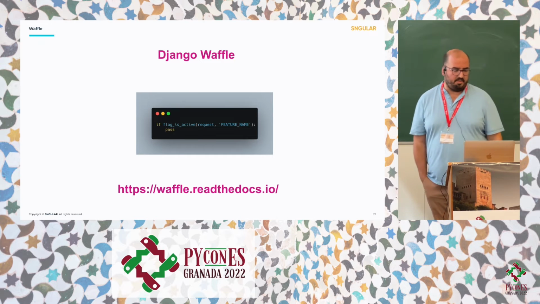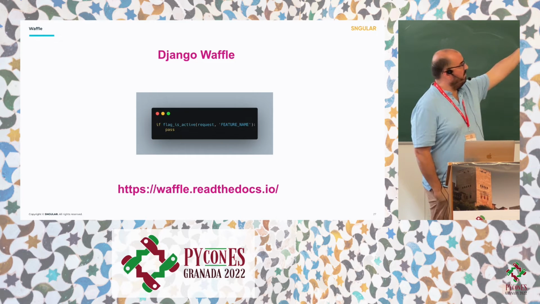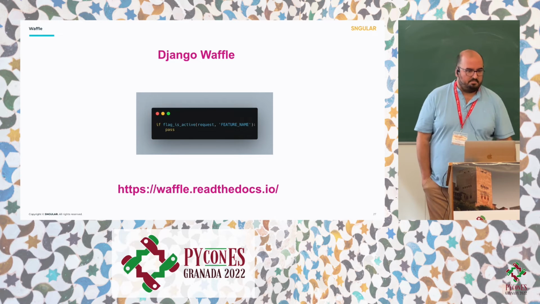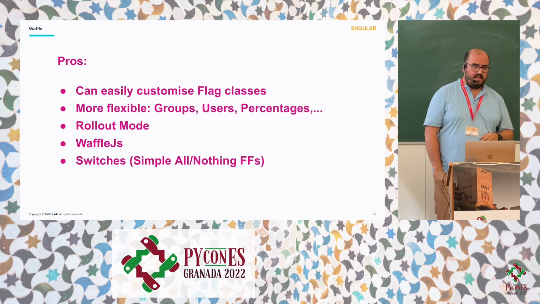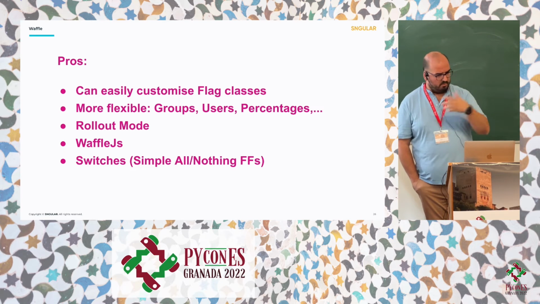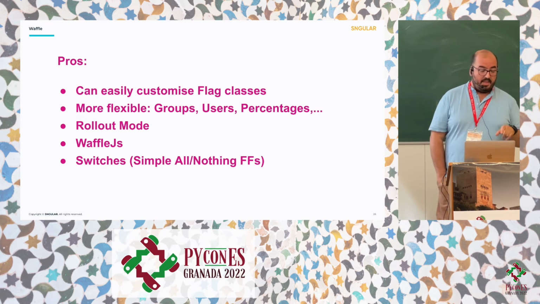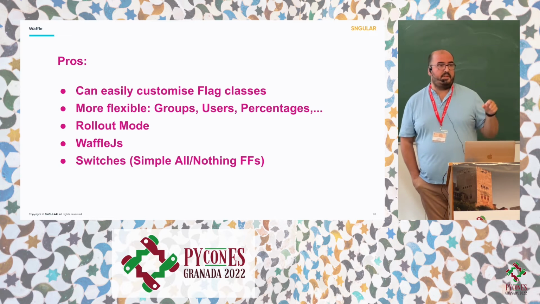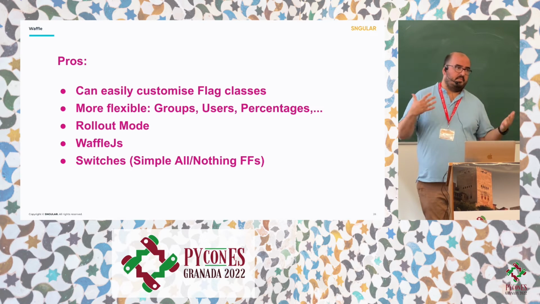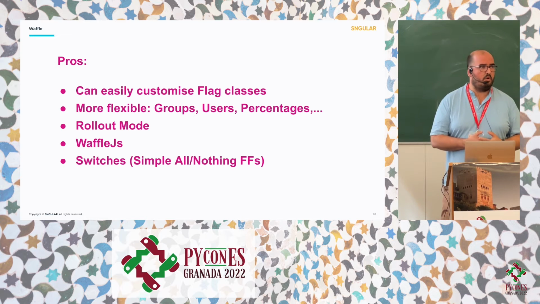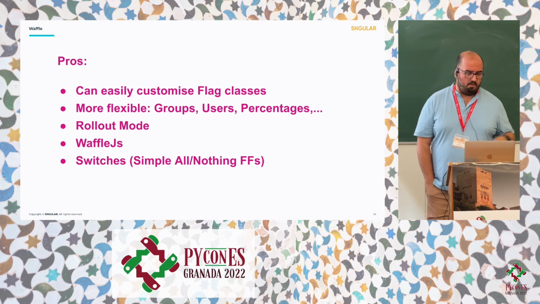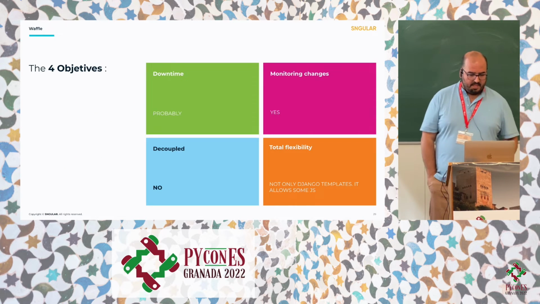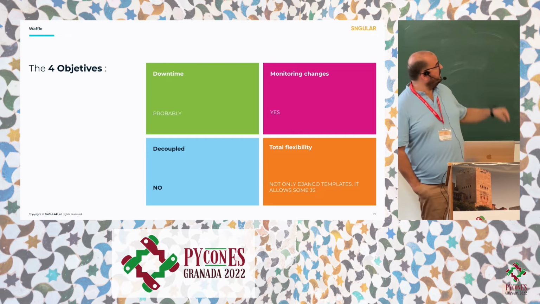Waffle is better because it's simple. Just one function. It allows you to customize the class. It allows groups, users, percentage as you use. It allows using Waffle in JS, so it's a wider scope of where you can use it. And it has simple feature flags, switch, just all or nothing. And yeah, the summary.